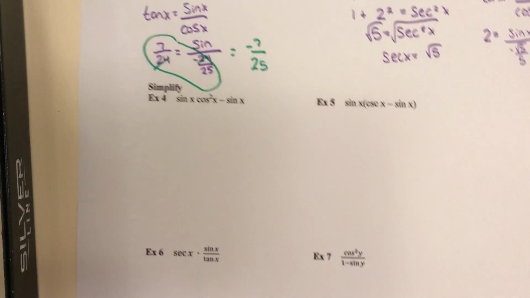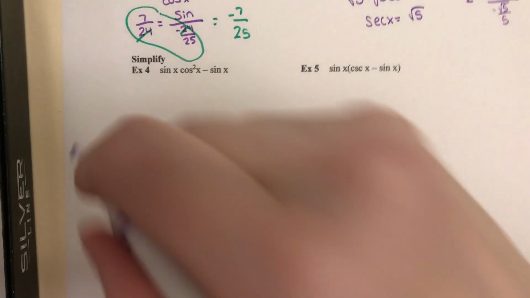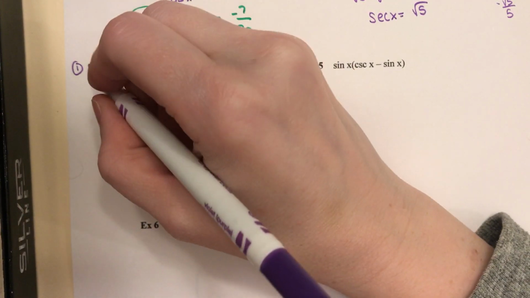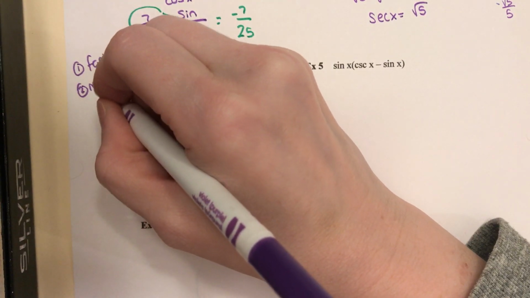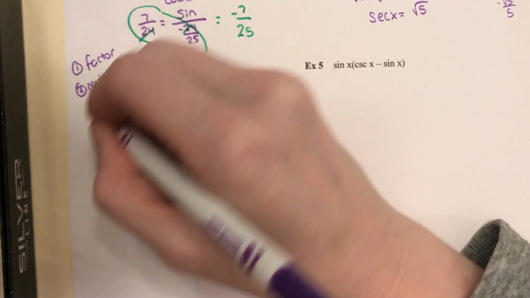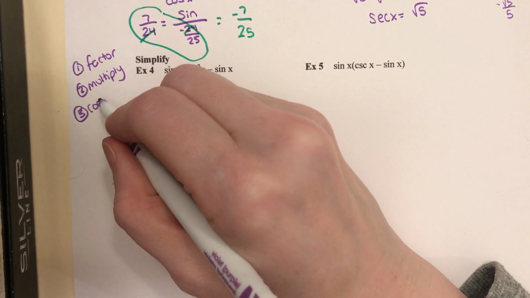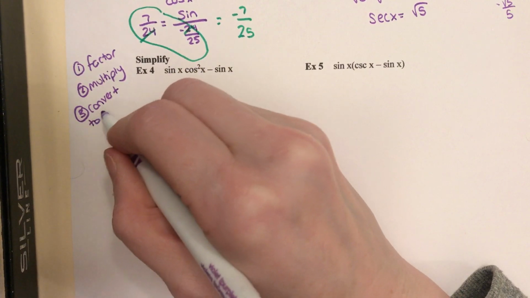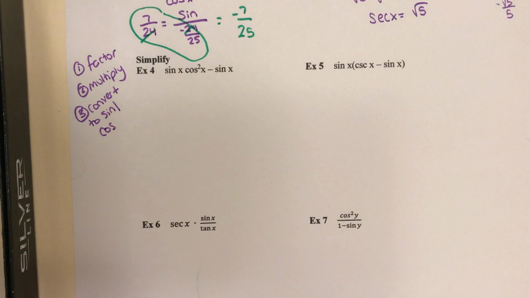Okay, another thing we can do with these properties is we can simplify functions. This is very similar to a proof because we're using formulas to plug in so we can simplify. A couple things I try to do is you can factor, you can multiply. Another thing I usually try to do is convert everything to sine and cosine. Those are just tricks you can use to help you try to simplify.